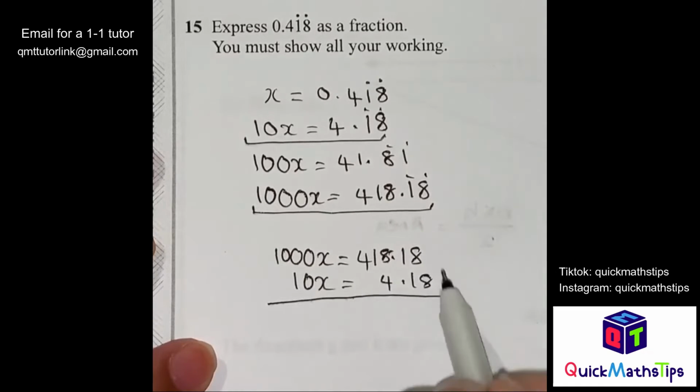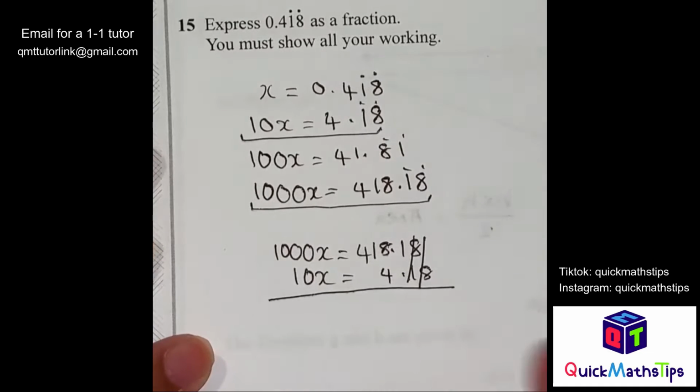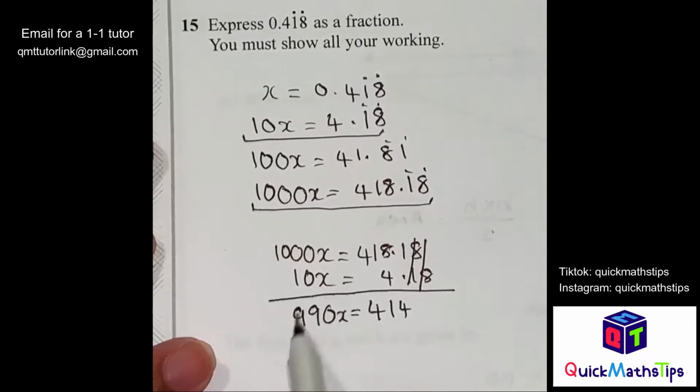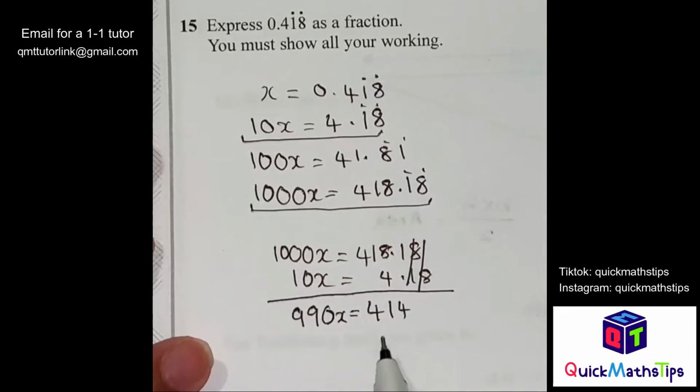So the 18 recurring take away 18 recurring cancels each other out. And 418 take away 4 is 414. And 1000x take away 10x is equal to 990x. Now 990x is equal to 414.